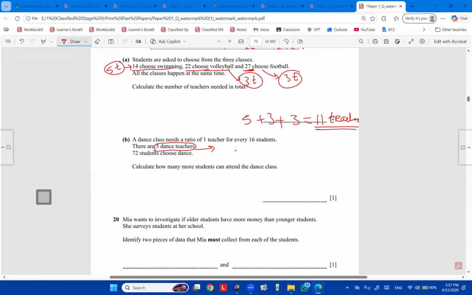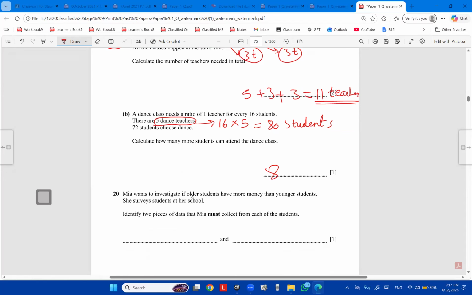5 dance teachers can cover how many students? It's 16 multiplied by 5, because 1 teacher covers 16. So 5 dance teachers cover 16 times 5, which gives you exactly 80 students. But only 72 students chose dance. How many more students can attend? 8 more students.